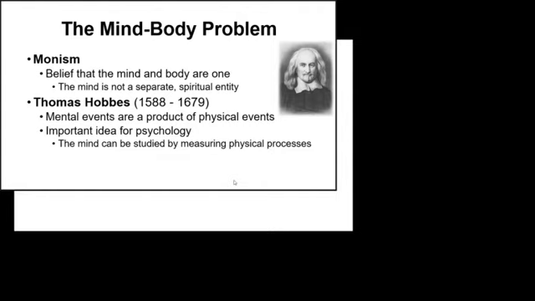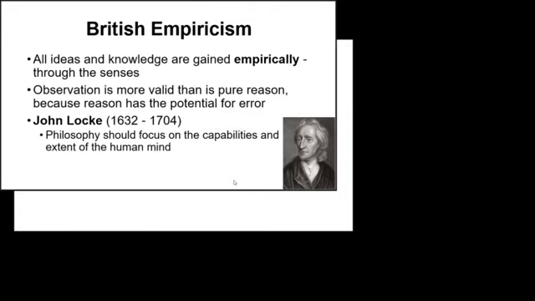With our famous face here, Thomas Hobbes, he said that our mental events, or the things we think of as thoughts, our mind, are actually just products of physical events. The neurons firing in our brains. That's what it is. And this is, as I said, essential for psychology, because otherwise we'd be ignoring a big chunk of what psychology is set up to study. So they're saying, yeah, we can study the mind by measuring physical processes. Don't worry about it. So we stick with a more monistic point of view.